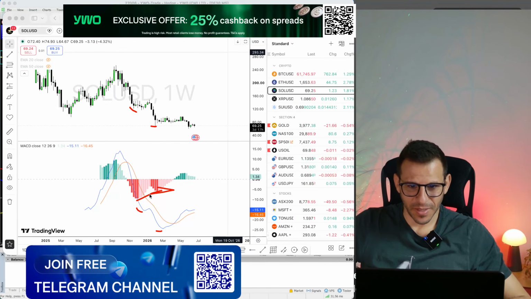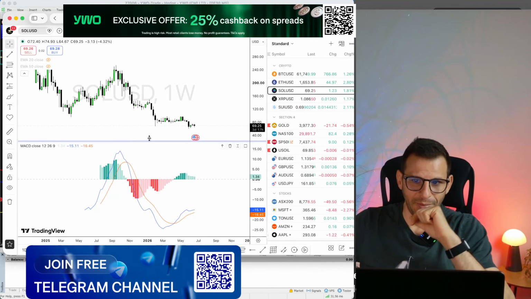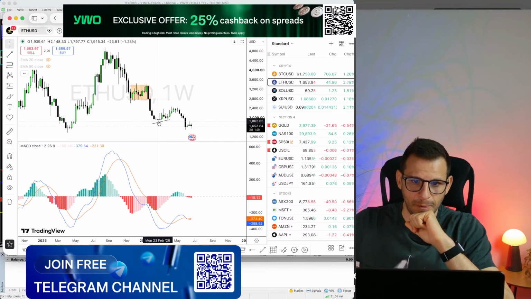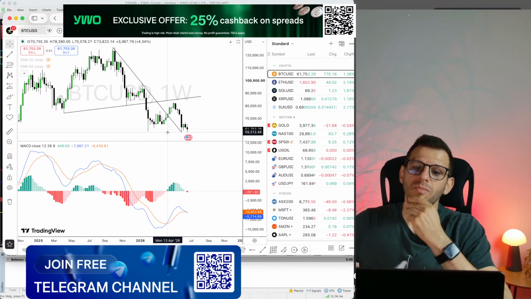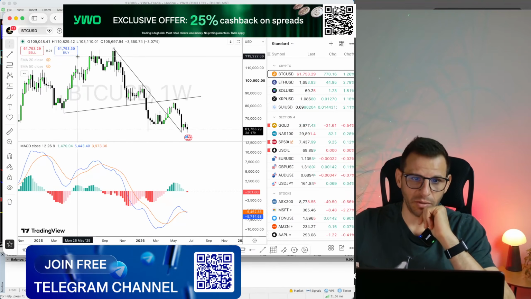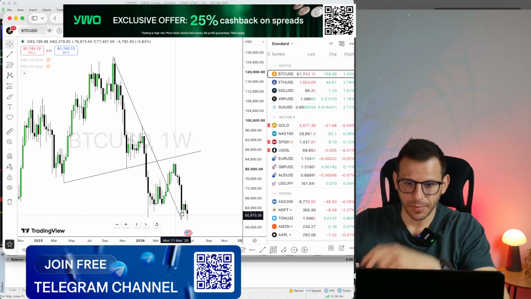The histogram changed already. The price now made a false breakout with a bullish divergence. What I'm expecting now is a further drop to the downside, and the divergences will become stronger, and then we're going to see the bounce. This is what I believe on that one. Ethereum, similar. Bitcoin also, strong divergences on the weekly chart, and they can have a positive impact.